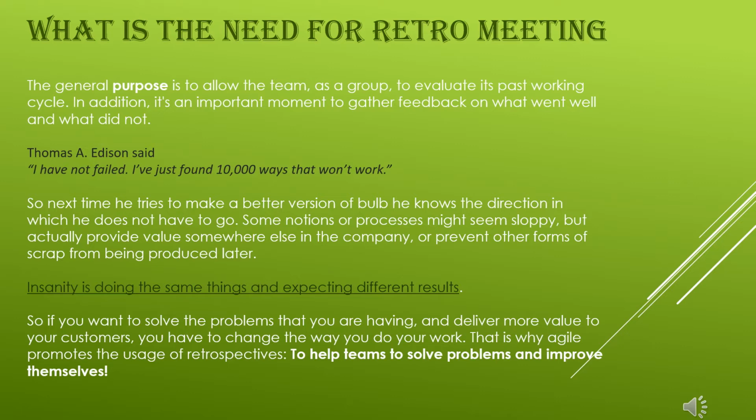Insanity is doing the same things and expecting different results. So if you want to solve the problems you're having and deliver more value to your customers, you have to change the way you're doing the work. That is why Agile promotes the usage of retrospectives to help teams solve problems and improve by themselves, discussing the work they did and trying to get to a solution to avoid the problems they have actually faced while developing the product or a piece of increment in the past.